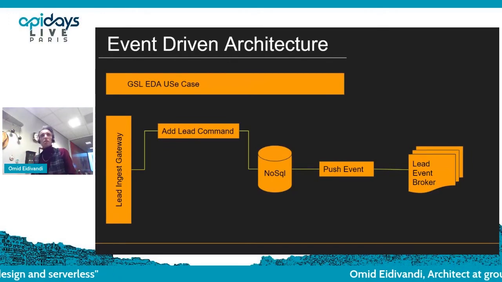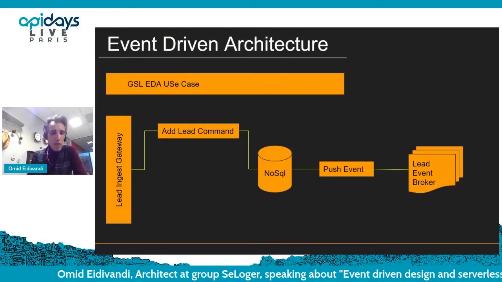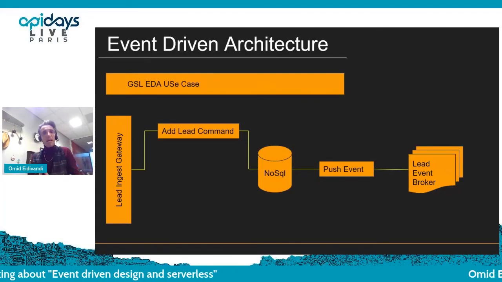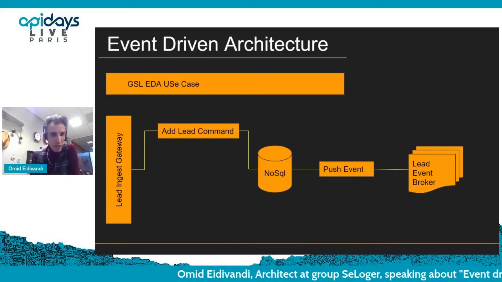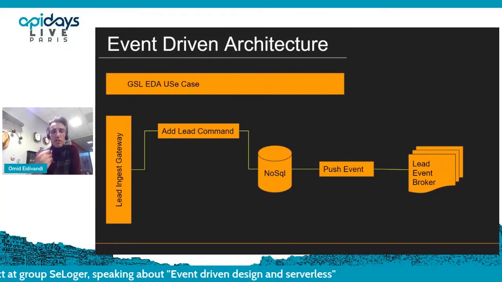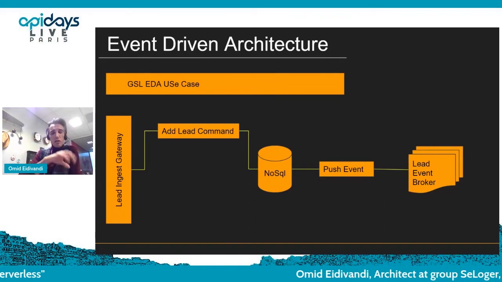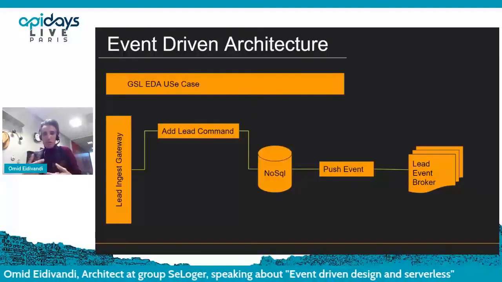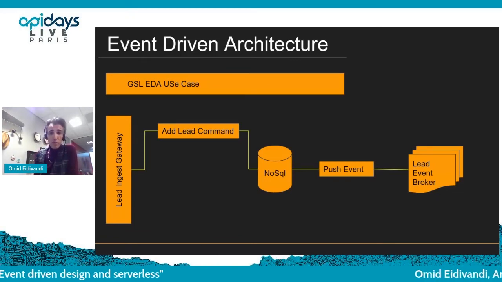Till now, I talked about event-driven architecture, and now I want to show you, simply and as fast as possible, how we use event-driven architecture and serverless at SeLoger group in France. Our lead platform, the Contact Me platform, has three base components: the ingestion part, the processing part, and the distribution part. In the ingestion part, we simply have an API gateway which gets the request and triggers a Lambda serverless function. This function validates the request, transforms it into an item, adding some indexes for NoSQL optimization scenarios, and pushes that item to the NoSQL database.